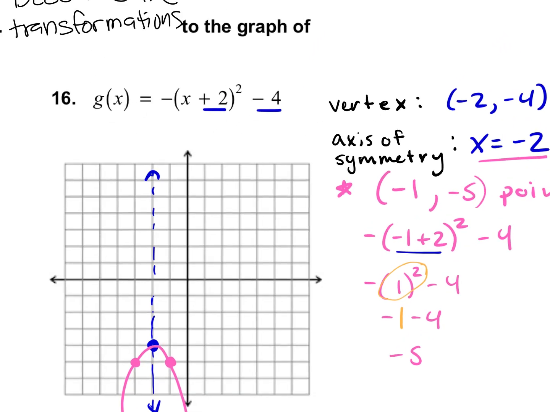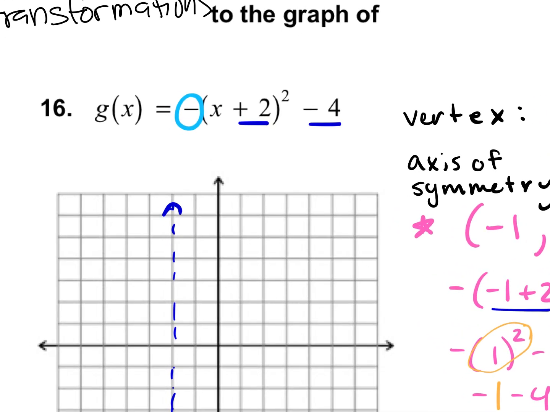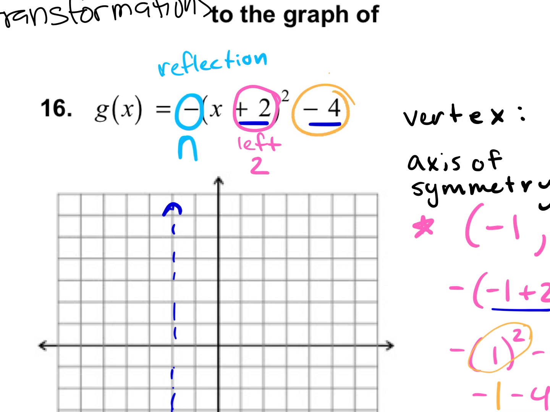Now let's identify our transformations. What does a negative out front do to our graph? Reflection. Awesome. It means that it's going to flip upside down, so it's going to be a graph that opens down, which we already saw because we just graphed it, but it is a reflection. What does a +2 on the inside do to our graph? Perfect. We went to the left 2. And then what about -4? Down 4. Awesome.